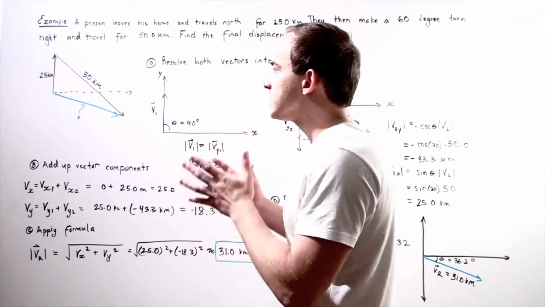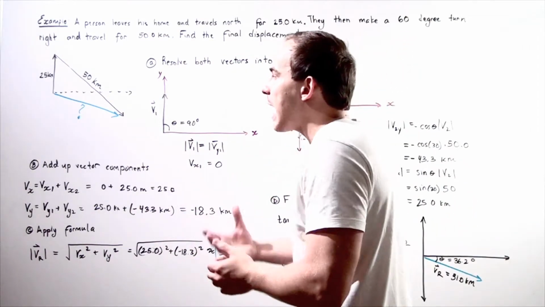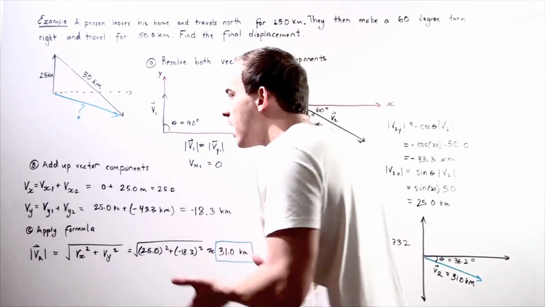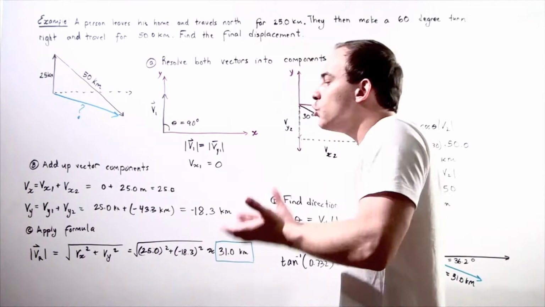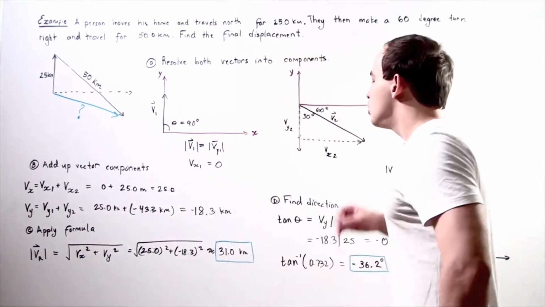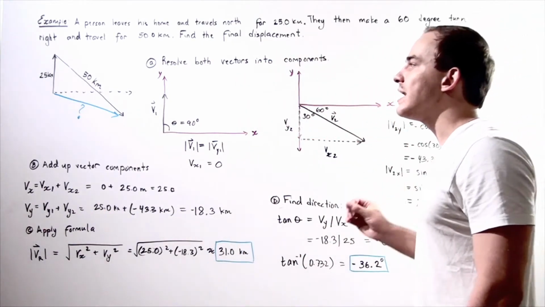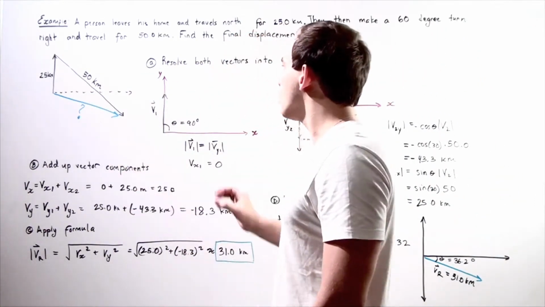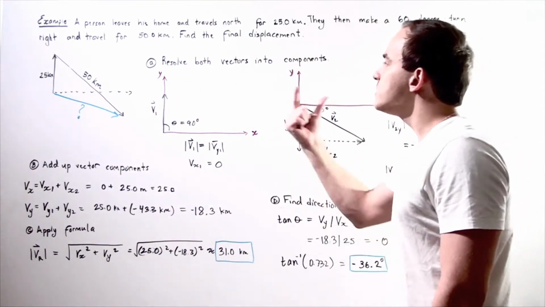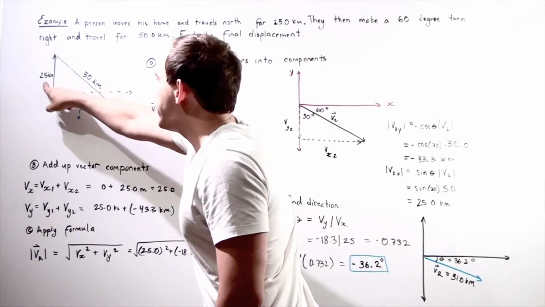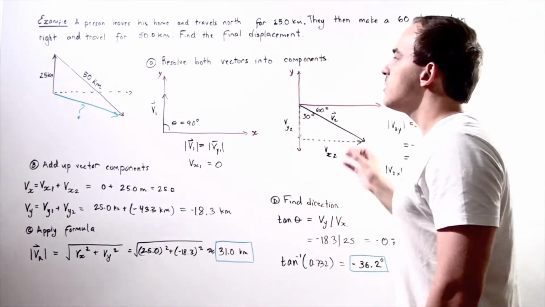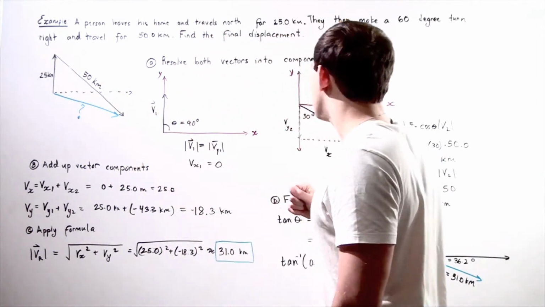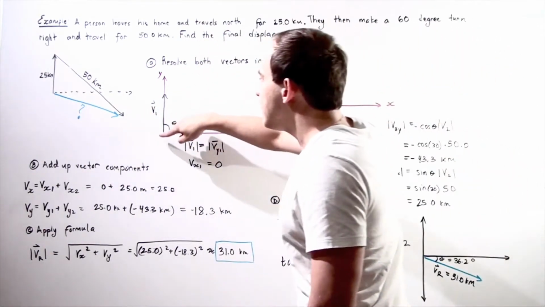So the way we're going to solve this problem is by resolving our vectors into their x and y components, then adding up the x and y components using our formula and using another formula to find our angle, aka our direction of our vector. So let's begin with part A. Resolve both vectors, vector 1 and vector 2, into their components. So let's call vector 1 v1 and vector 2 v2. So let's begin with vector 1.